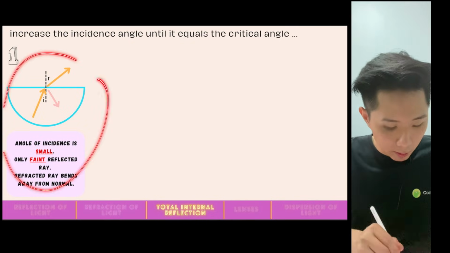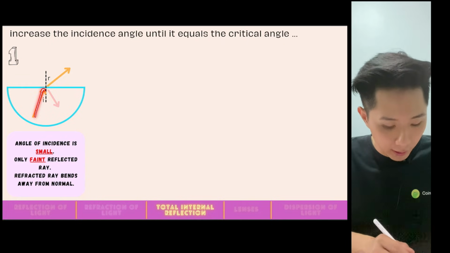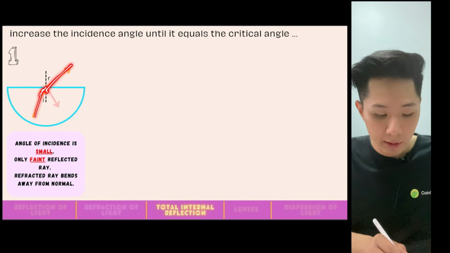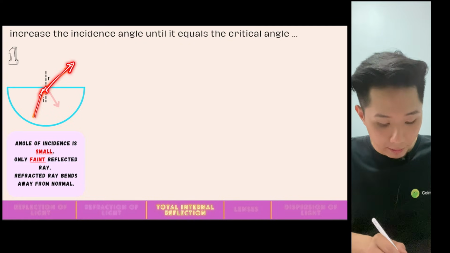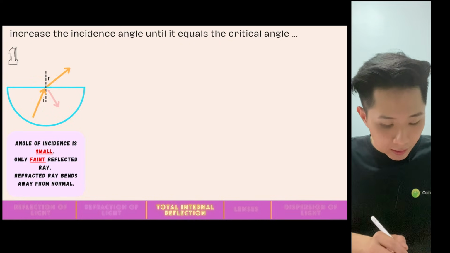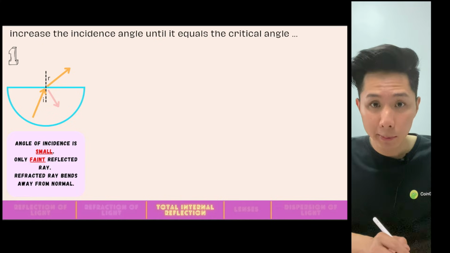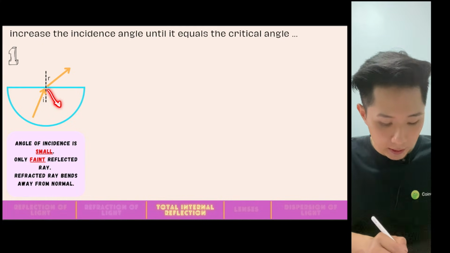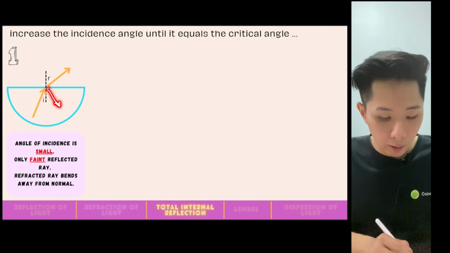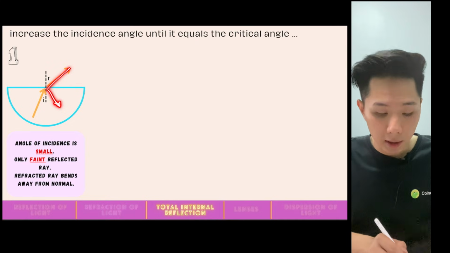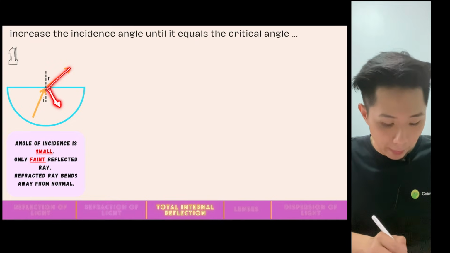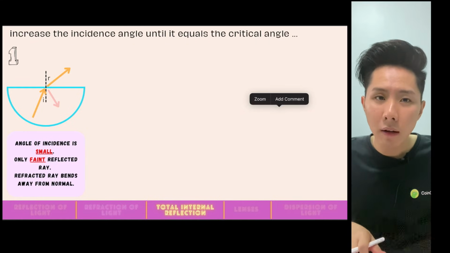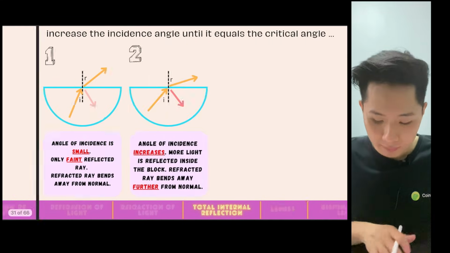In the first phenomenon here, the angle of incidence is quite small. Because the light is traveling from a denser medium to a less dense medium, the light ray bends away from the normal. If you were to carry out this experiment, you'll actually see that there is a faint reflected ray, meaning some of the light, instead of going out of the medium, the glass, is reflected within the glass. Let's see what happens if I increase the incident angle.